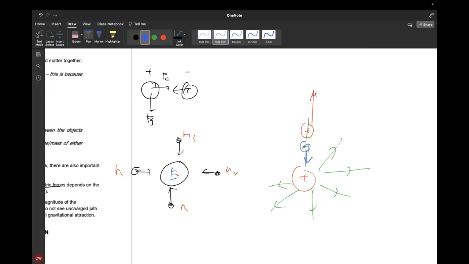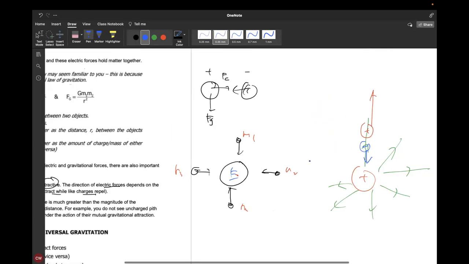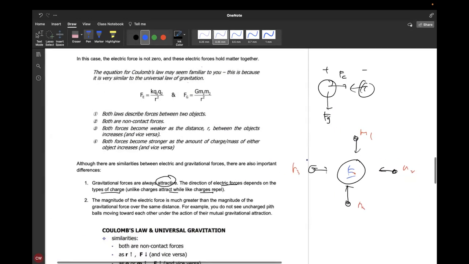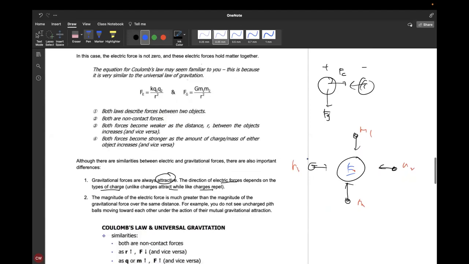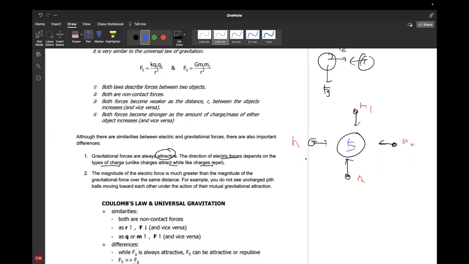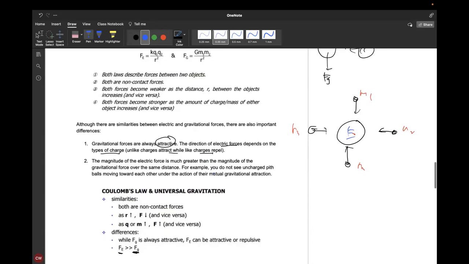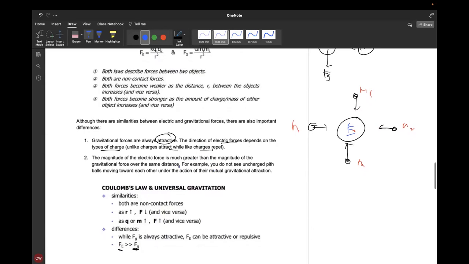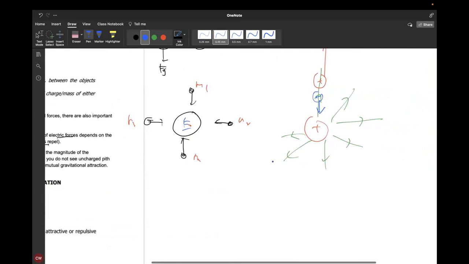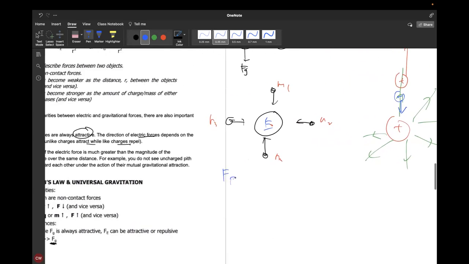So it can be repulsive or attractive, depends on the type of the charge. 就是说它可能是 attractive，也有可能是 repulsive，就是说有两种可能性。OK, either one. Then the magnitude of the force, 对，然后他讲这个 magnitude 啊，他说 electric force is much much larger than gravitational force.